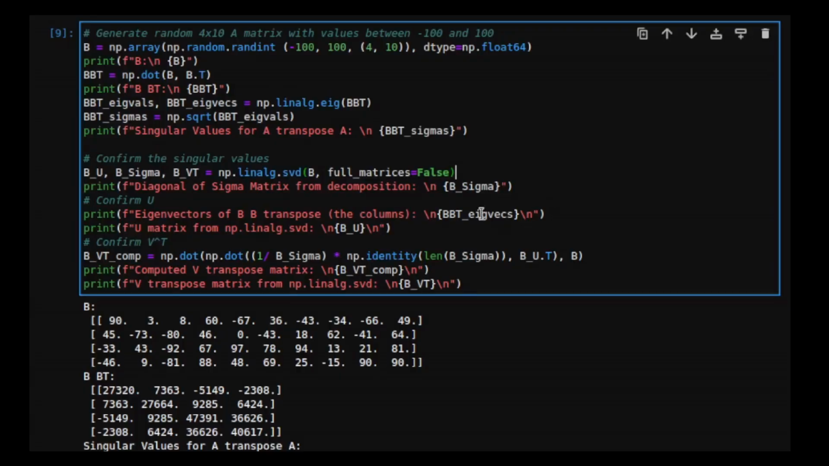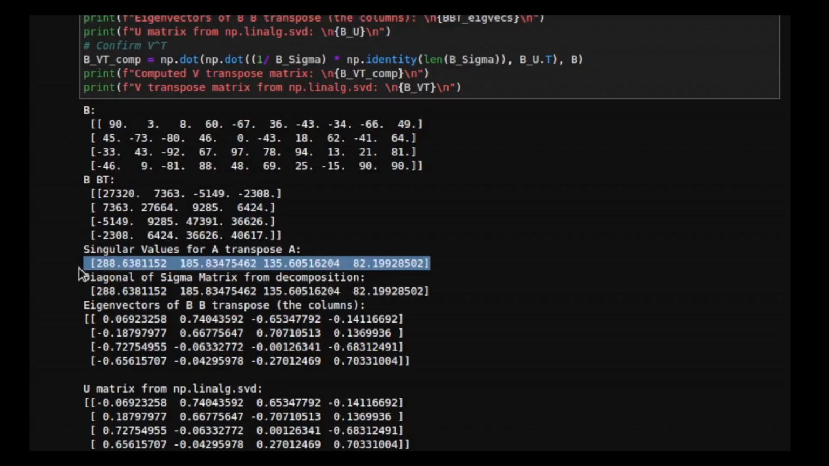Let's take a look at those singular values. Here you can see our singular values for A times A transpose. Again, I apologize, I forgot to change the wording with this, but then we also get the diagonal from the sigma matrix for the same decomposition, and we get the same exact singular values, so that works out perfectly for us.